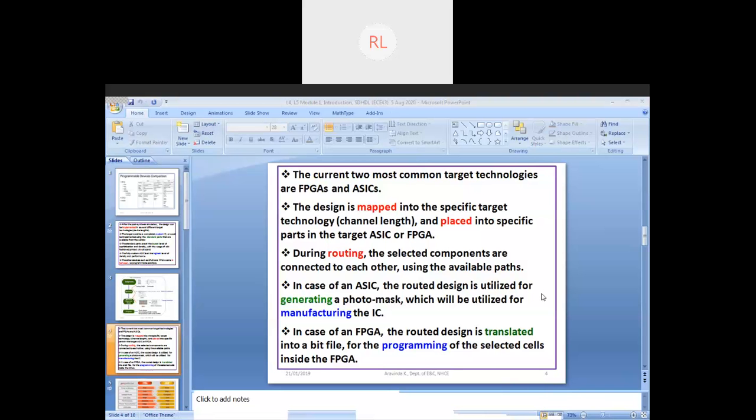So it is nothing but your graphical data schematic for information interchange, right? So that is your GDS2, so you can probably make a note of it. In case of an FPGA, the router design is translated into a bit file. This is the bit file, the GDS2 file which I was talking about, for the programming of selected cells inside the FPGA. So it is just like coded. These bit files are coded and you can use them for the purpose of manufacturing the IC.